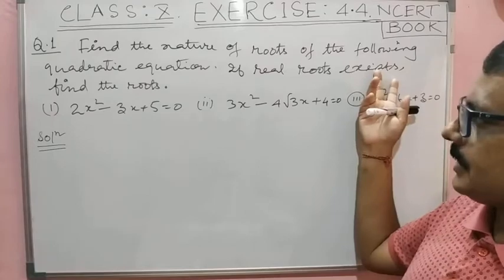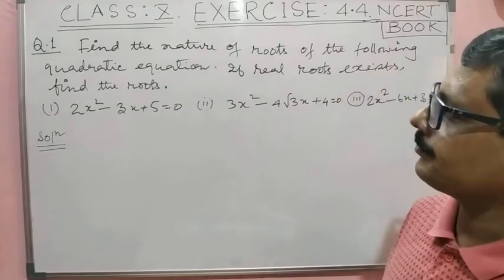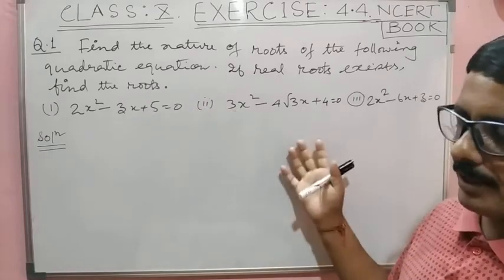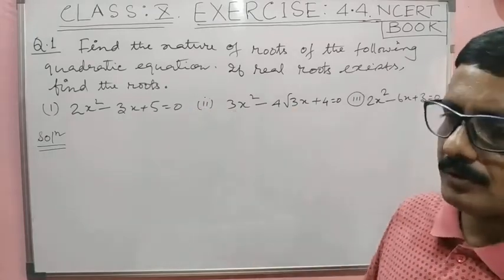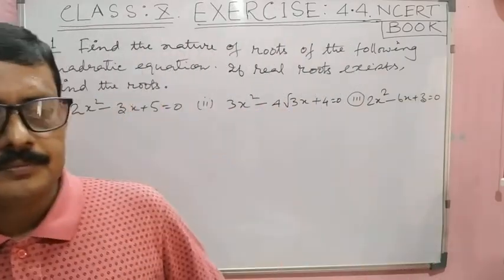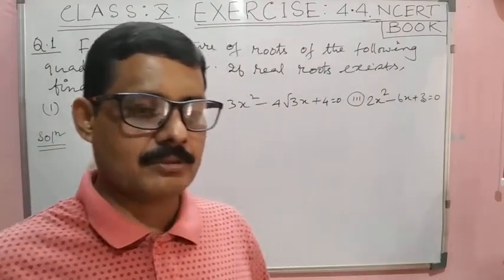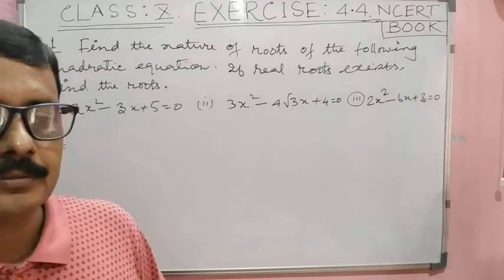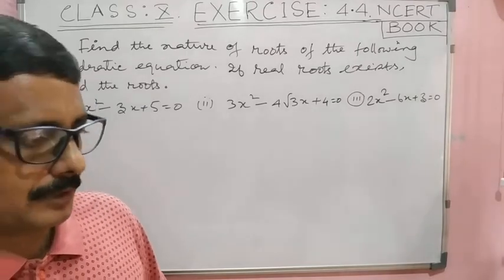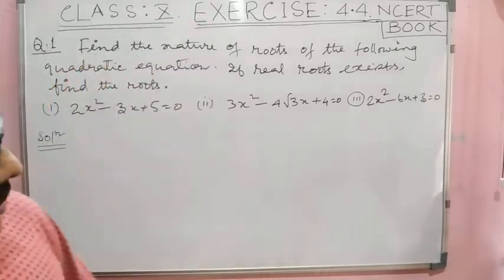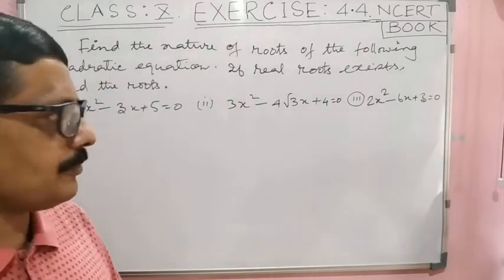If real root exists, then find them. If we find the equation has real root, then we have to find the root also. We can use any method, either cross multiplication method, or completed square method, or factorization method, or quadratic formula. But before this, we have to find out the nature of root. So already I discussed this type of question.